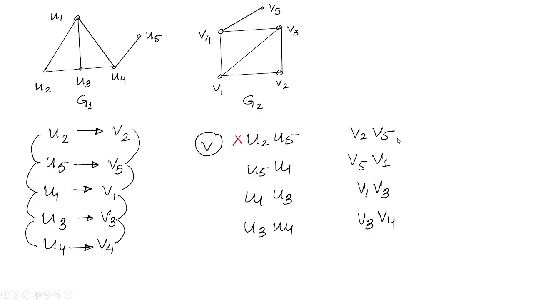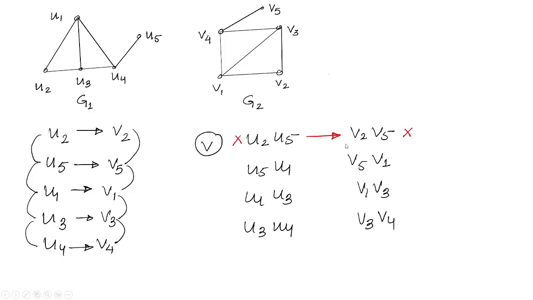Now what about V2, V5? This is V2, this is V5, no edge exists. So therefore, these two hypothetical edges do not exist. Therefore, this is one-to-one mapping. If it doesn't exist here, it should also not exist here. If it exists here, then it should also exist here.